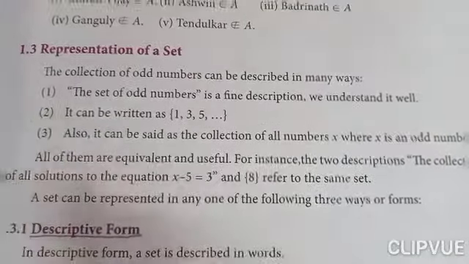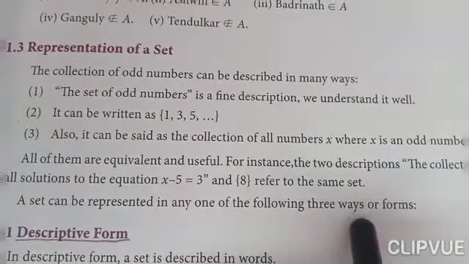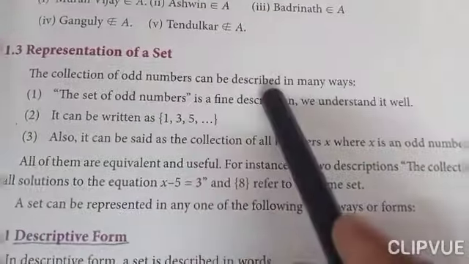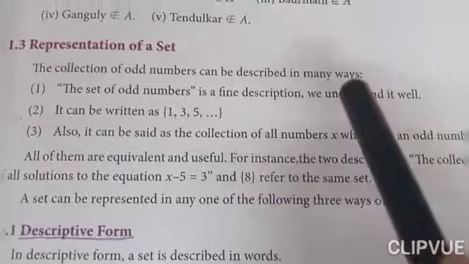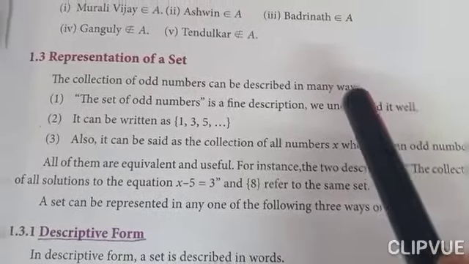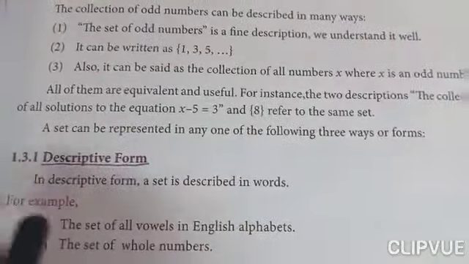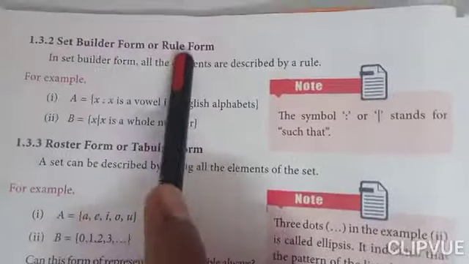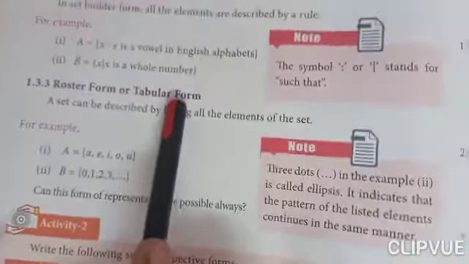So finally I am going to conclude: a set can be represented in any one of the following three ways or forms. So these are the three ways. First one, second one, third one. So we are going to learn today representation of sets in an elaborate manner. We are representing the set in three ways. First method is descriptive form. Second method is set builder form or rule form. Third method is roster form or tabular form.